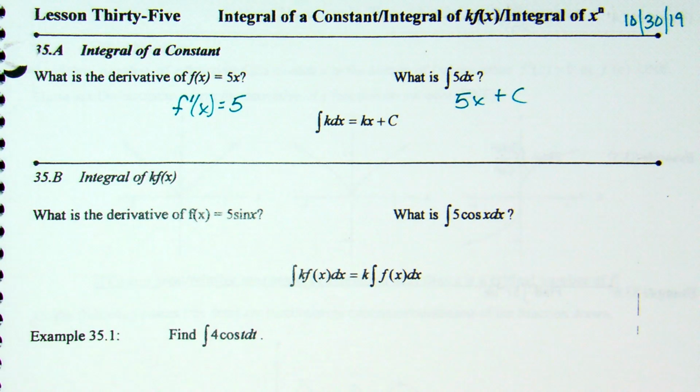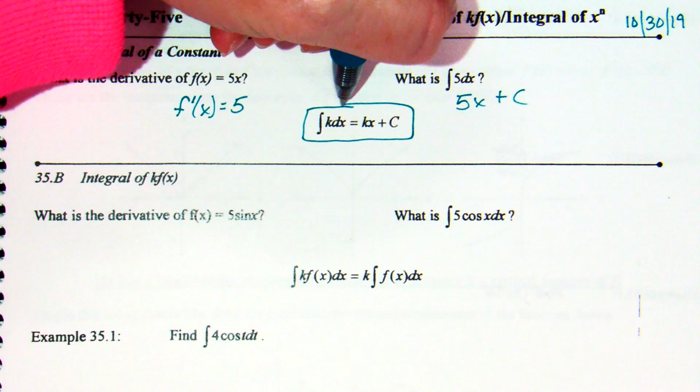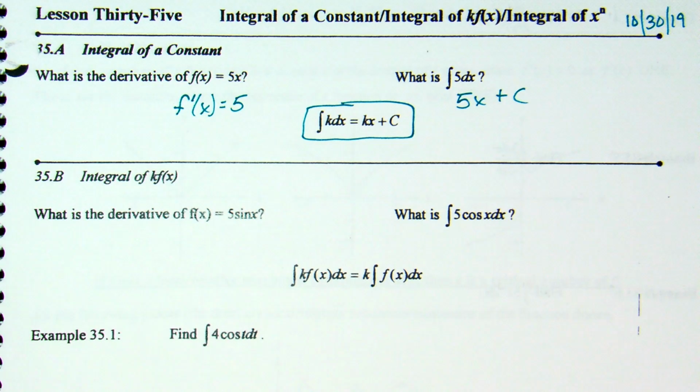So, okay, the rule here is the integral of k dx. The integral of a constant is the constant times x and then plus c.